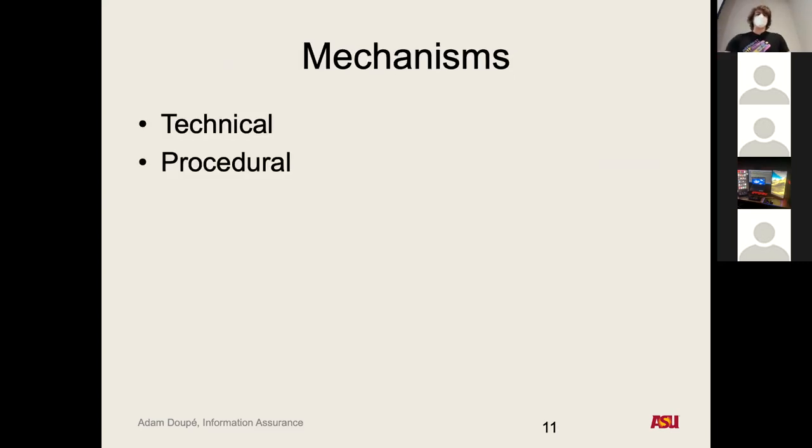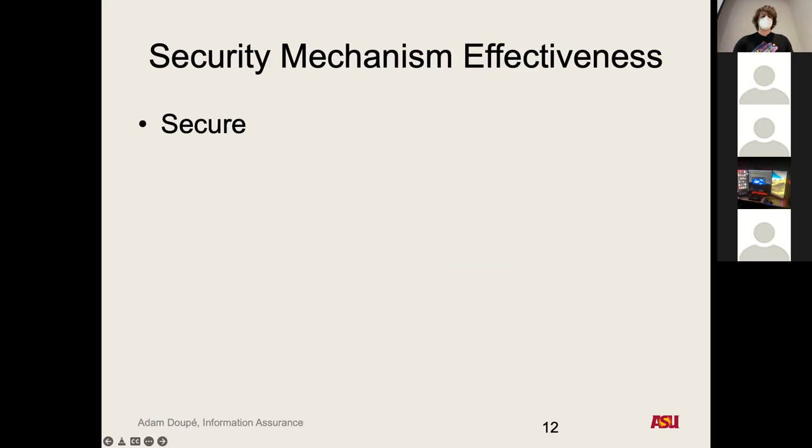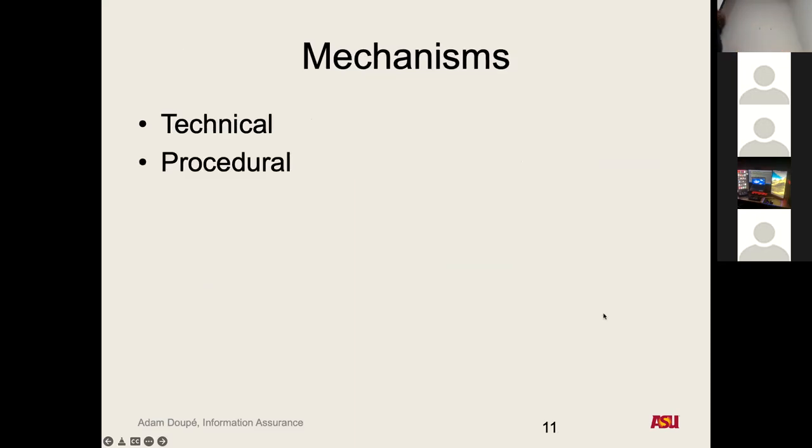Okay, so mechanisms. We kind of talked about mechanisms. I don't think we're going to go too much into them. They can be either technical or a process. Let's say in an airport, going through the security line is not really a technical barrier, right? It's a procedure you have to go through where you put all your stuff on the thing and it gets x-rayed and these other things happen.